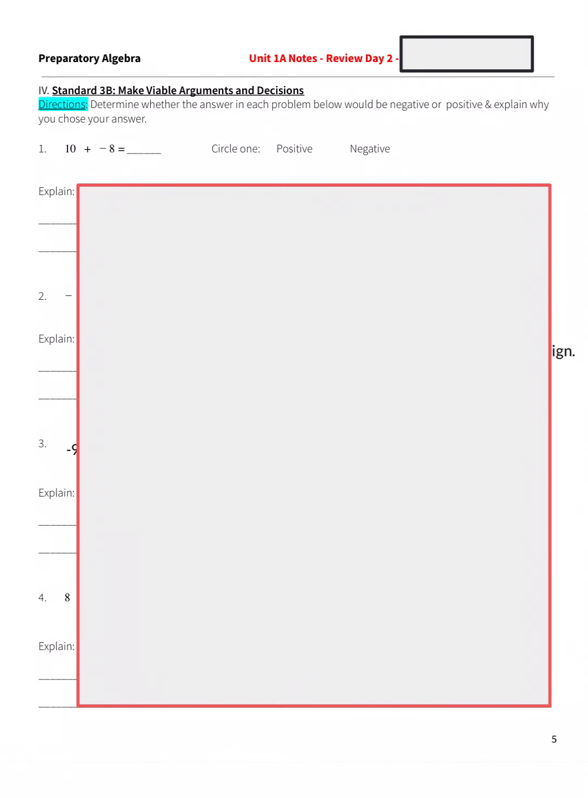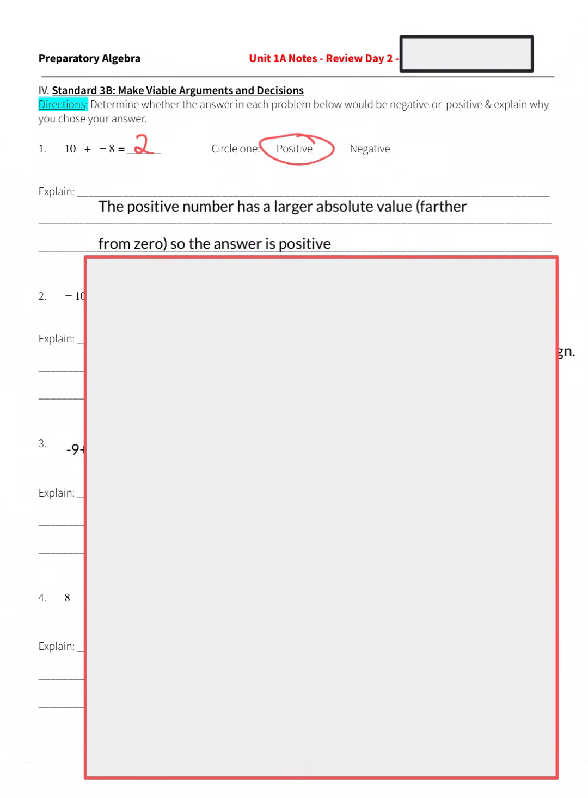10 plus negative 8. My answer is positive 2. So my answer is positive. And why is it positive 2? Well, the positive number, which is 10, has a larger absolute value, so it's farther from 0. So the answer is positive.